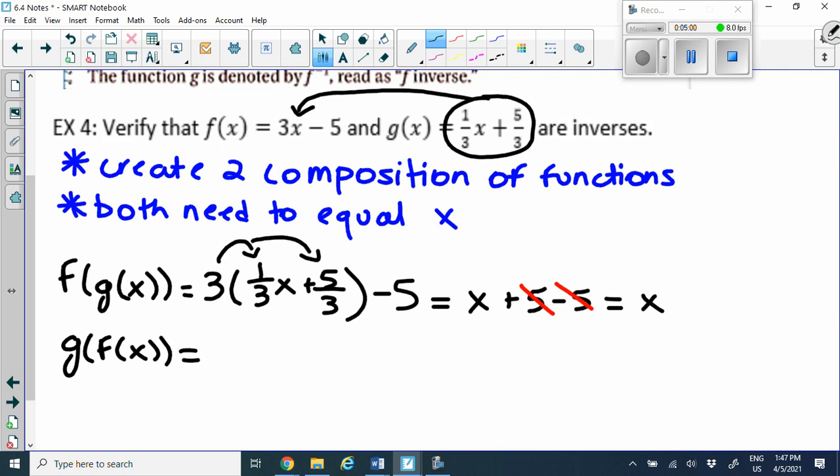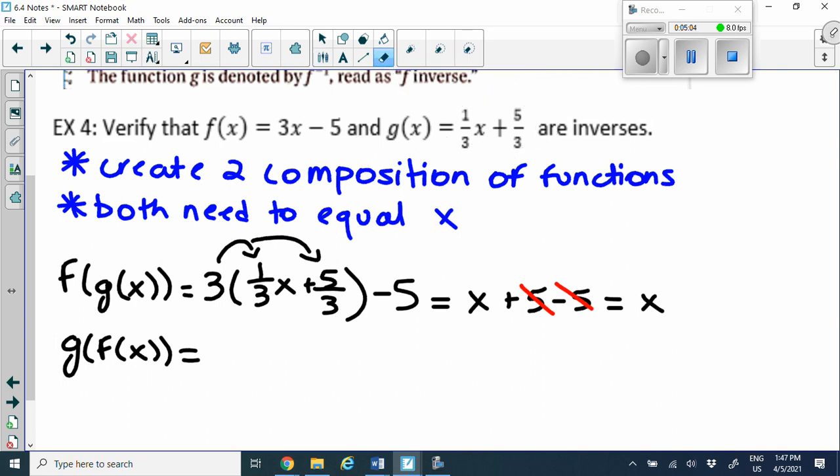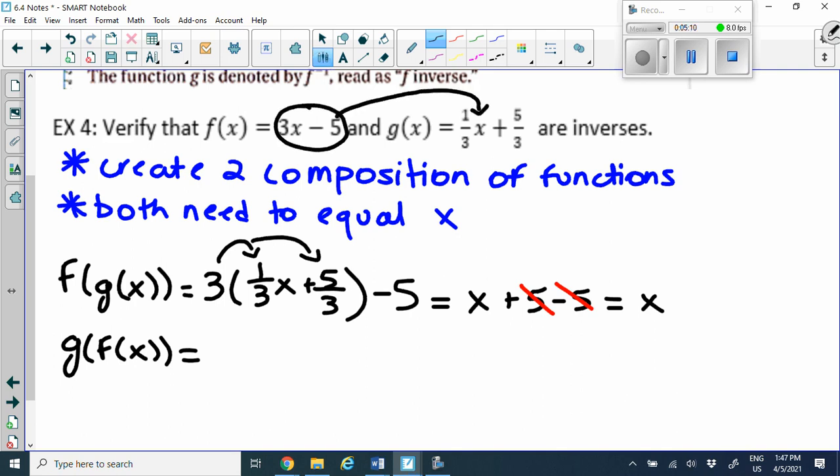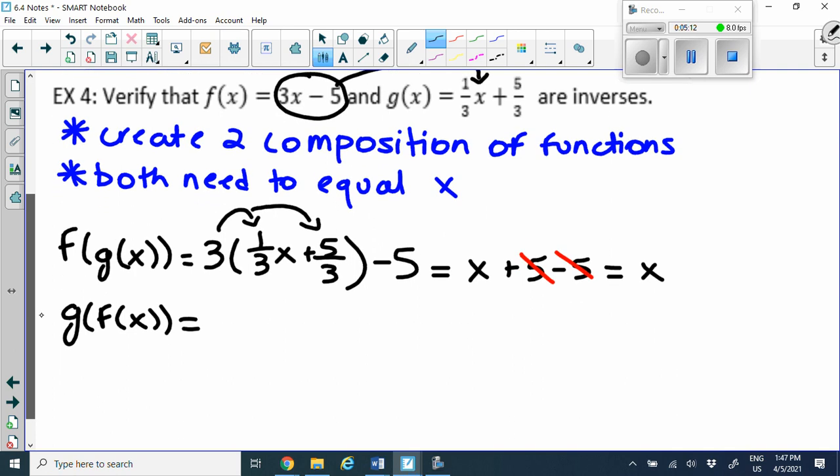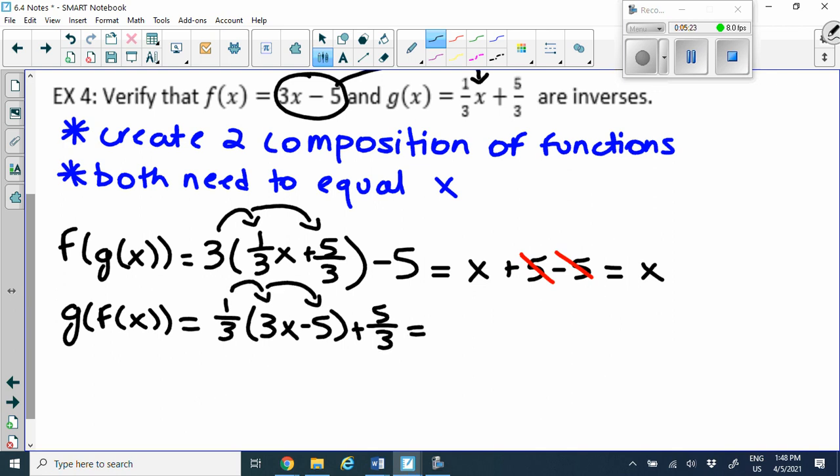So now we're going to do the reverse. We are now going to take our f of x function, which is now the inside, so our 3x minus 5, and for every place I see x, replace the x. So now I have 1/3 times 3x minus 5 plus 5/3. Okay, distribute my 1/3 to the 3x and negative 5. So I get x minus 5/3 plus 5/3.